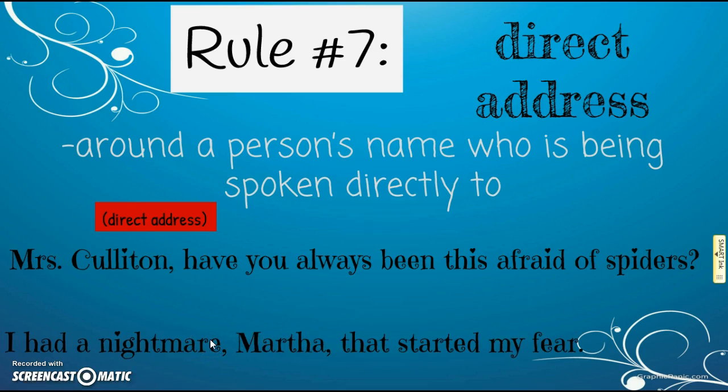Sometimes that direct address comes in the middle of the sentence. I had a nightmare, Martha, that started my fear. That tells who I'm responding to. I could take it out. I had a nightmare that started my fear. But I'm telling which person I'm speaking directly to. I have to separate it by a comma. And because it's in the middle of the sentence this time, I need 2 commas. So because I have 2 commas, I need 2 proofs. The reasoning that it's there is the same. So I have a direct address here, and then another direct address here.